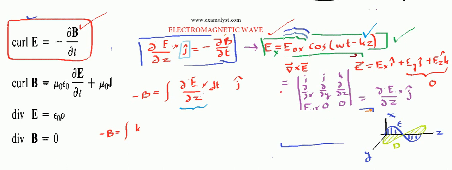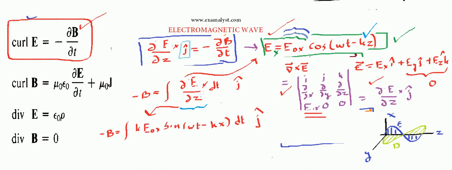You can easily calculate this determinant, and you'll find that you'll get del Ex by del z. And here you should take Ex, because E contains three parts: Ex, Ey, and Ez. So there should be an Ex. Now what will be the value of dEx by dz? You can easily evaluate, and you'll find that the value can be written here. So I'm writing it here. This is what I get.